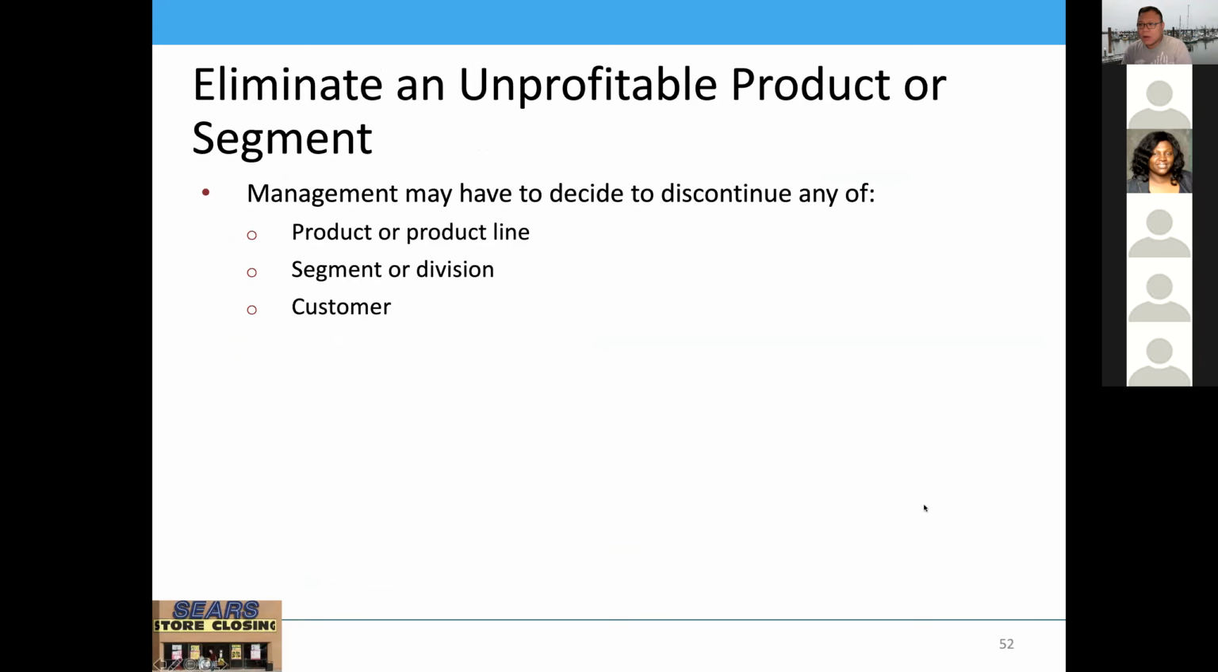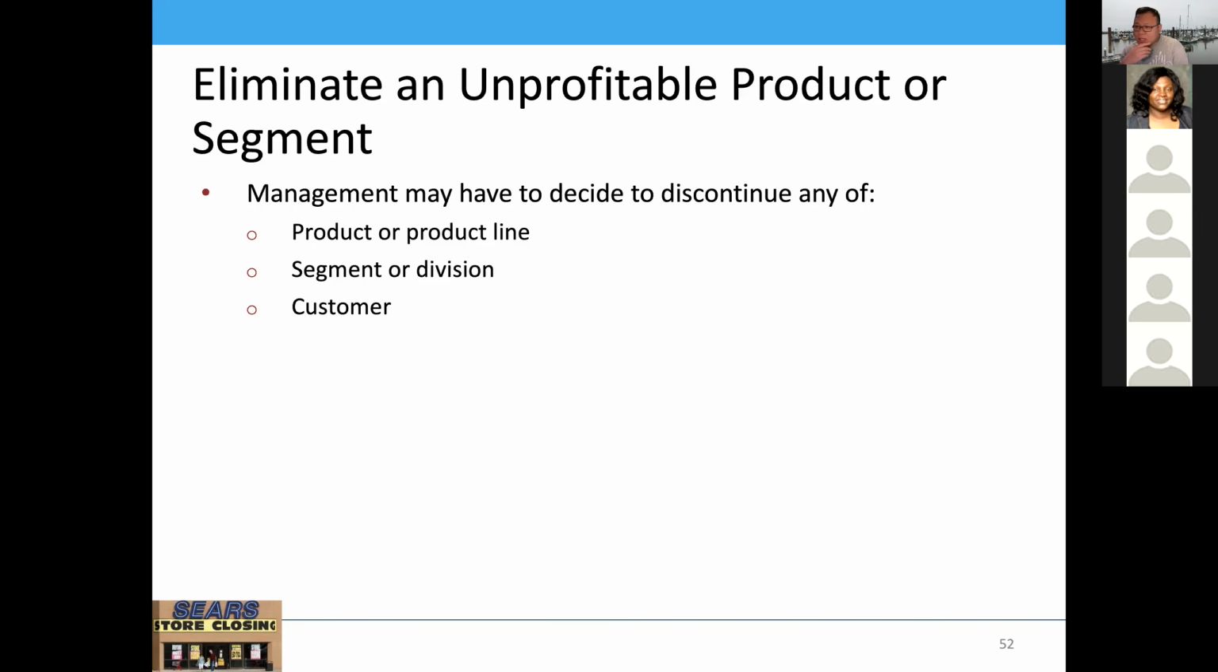Okay, so now let's move on to our fifth type of incremental analysis: eliminate an unprofitable product or segment. I think Sears closed down, right? Sears is totally gone. They sold everything, the stores. Does anyone know? Yeah, it's not profitable. They lost to the information age, right?